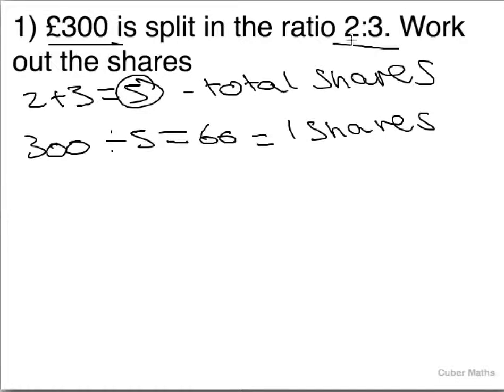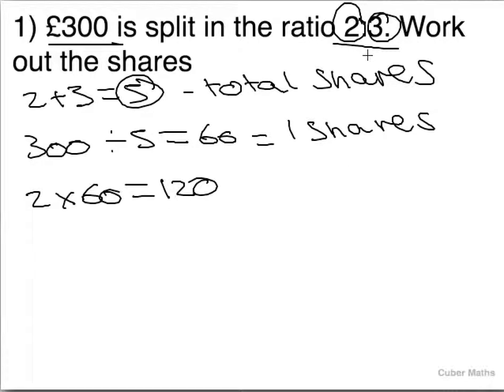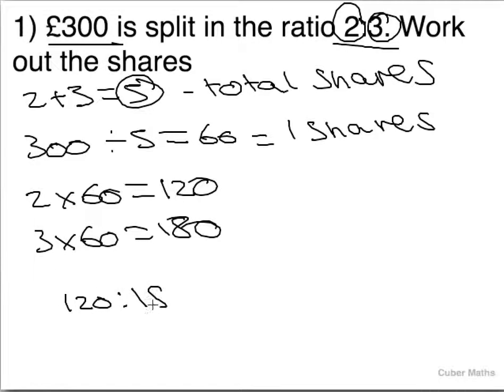And here it says it's split in a ratio of 2 to 3. So the first person gets 2 times by 60. So 2 times by 60 is 120. And then the second ratio, so the second share, is 3. So 3 times by 60, which gives us 180. So the shares are 120 to 180.